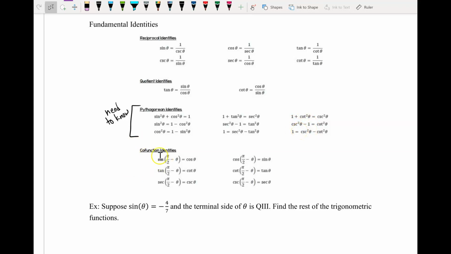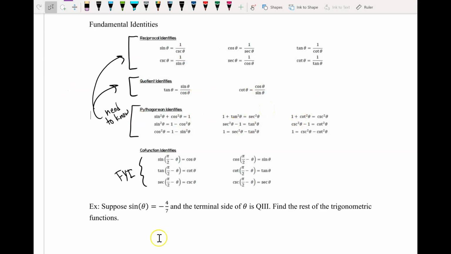All right. We have here the cofunction identities. This is going to be more for graphing, but they exist. If I move pi over 2 units and do a reflection across the y-axis, you end up getting the other function as well. This one here is more of an FYI. We will talk a little bit about it when we graph, but I mainly want you to know these guys: reciprocal for sure, quotient, and Pythagorean. If you feel like you don't know them, please do now, okay?